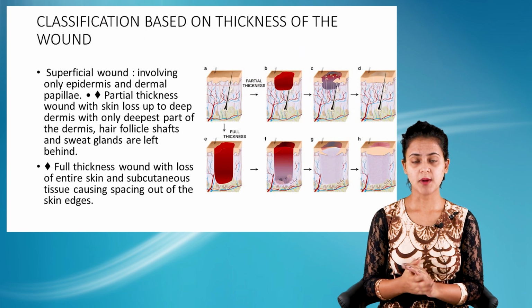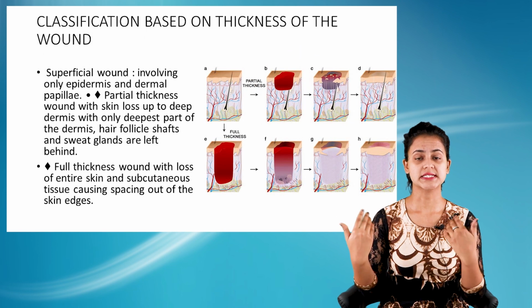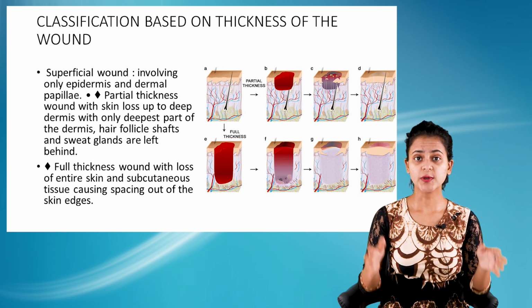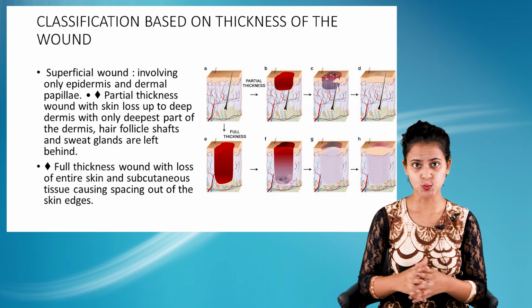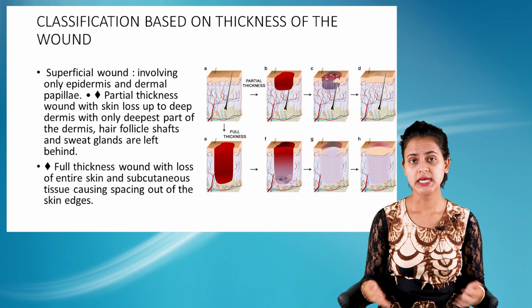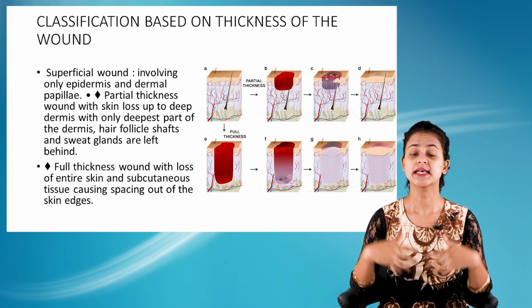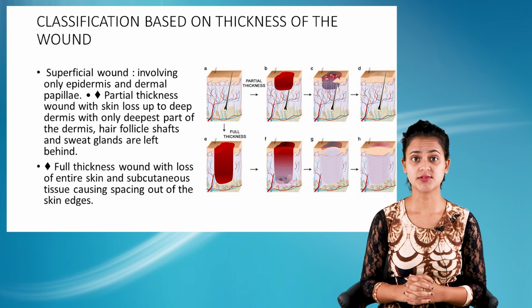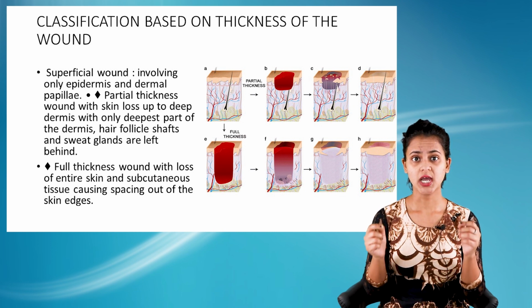Next, we are going to read about the second type of classification, which is basically based on the thickness of the wound. So here, we are going to classify again the wound into two. The first one will be as a superficial wound. The next one we can call it as the full thickness or deep wound. So let us discuss first regarding the superficial wound.